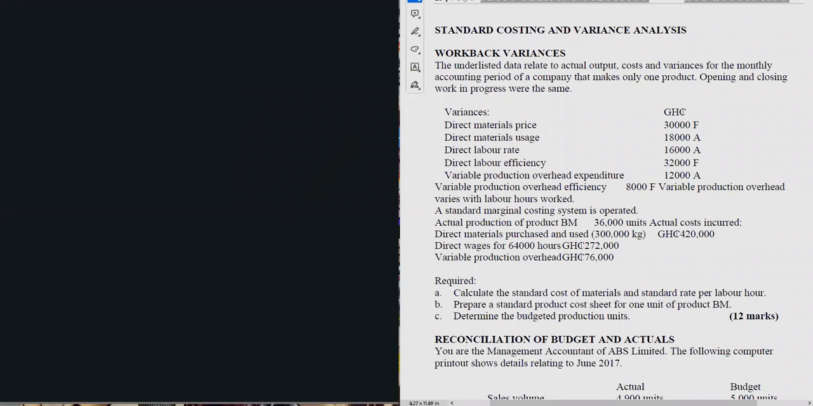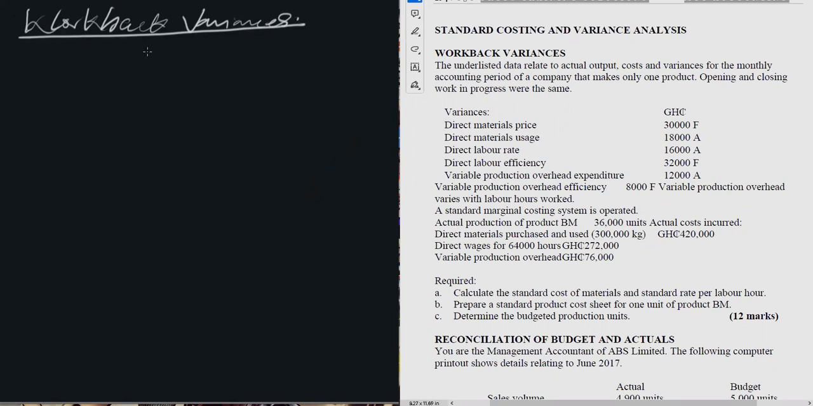So in this session, we are going to look at how to do workback variances. Now, they don't really consider it as part of your exam, but I think one of the diets it appeared, you just have to know. This is where you have the actual or the standard data being asked for, where the variances are rather given. So you use the variance to work back to get your actual or your standard information.